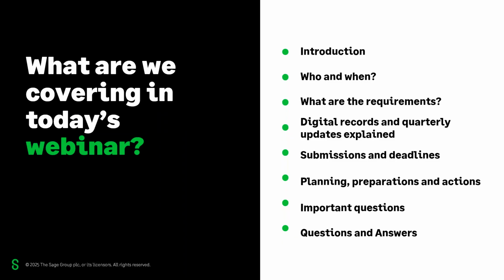Okay, so let's get stuck in. This is what we're going to be covering in today's webinar. We're going to start by introducing Making Tax Digital when it was first introduced. We'll then look at who will be impacted and when, and the different thresholds. We'll also look at what the requirements are. We've broken it down into 3 sections: recording, submitting quarterly reports, and final adjustments in your tax return. We'll delve into the digital records and the quarterly updates and what you can expect to provide to HMRC. We'll then look at key dates for submissions and deadlines. And then lastly, we'll look at ways and means in which you can plan and prepare what actions you need to take.